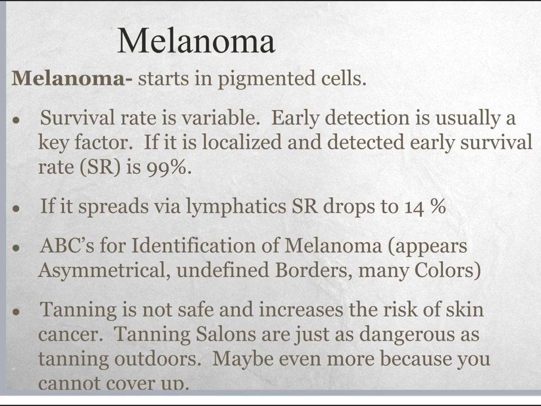We use something called the ABCs for identification of melanomas. Does it appear asymmetrical? Does it have undefined borders? And is it comprised of many colors? So is it asymmetrical? Look at the borders and again the colors. So tanning is not safe, and it increases the risk of skin cancers. Tanning salons are just as dangerous as tanning outdoors, and they may be even more because you cannot cover up. You're not putting sunblock on. So with this, our integumentary system lecture is concluded.